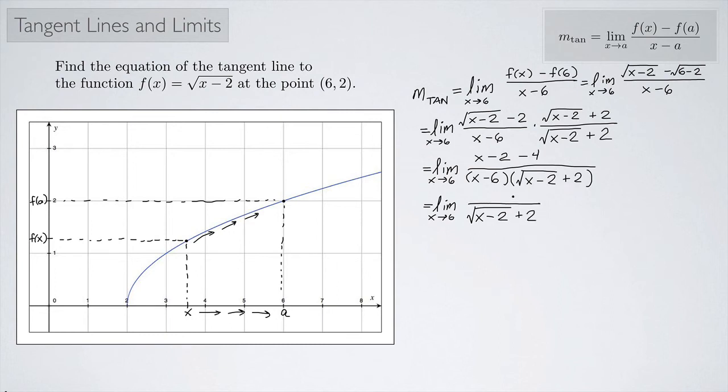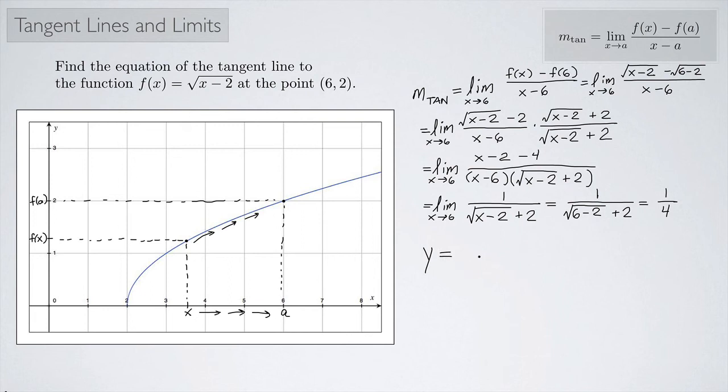And now I can plug in. So if I plug in 6 into this, I get the square root of 6 minus 2 plus 2, all underneath 1. And so this again is 4. The square root of 4 is 2. 2 plus 2 is 4. This is a fourth. Okay, that's the slope. Now I need to find the line. So I have the point 6 comma 2, and I have a slope of 1/4.